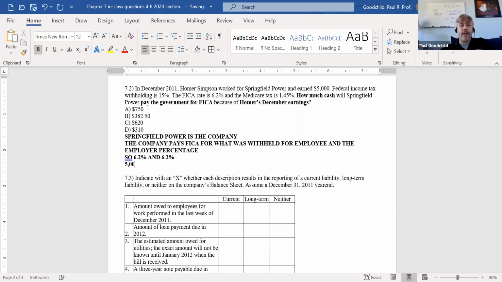So we take the 5,000, we multiply it by 6.2%, and that equals 310. And then we multiply that by 2, and it equals $620. So your answer here is $620. And it's the cash paid, not the employer expense.